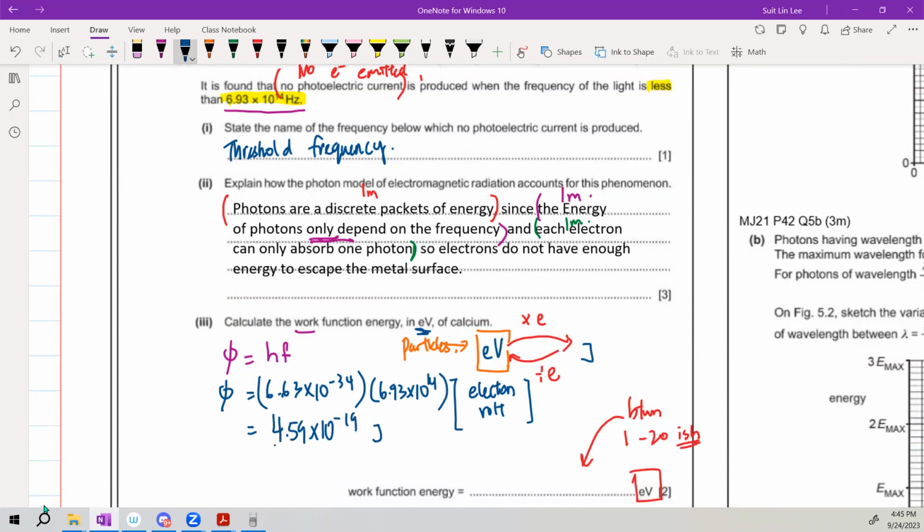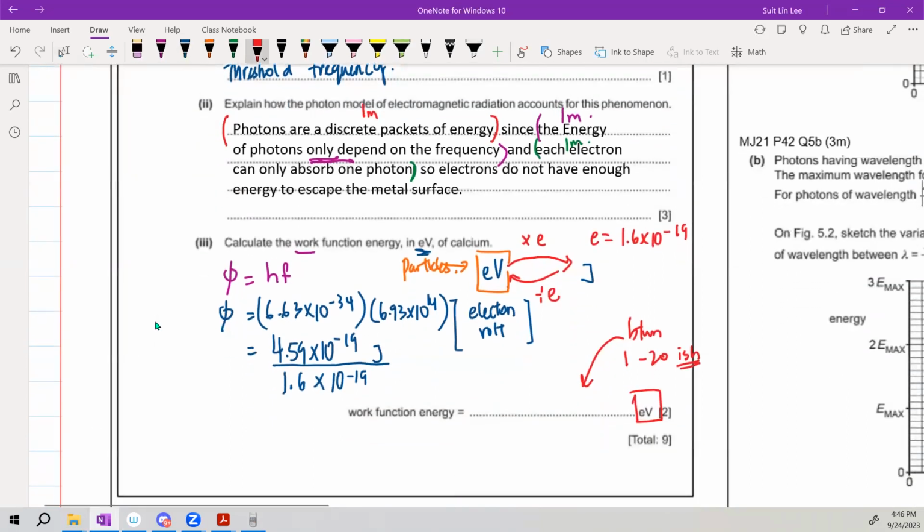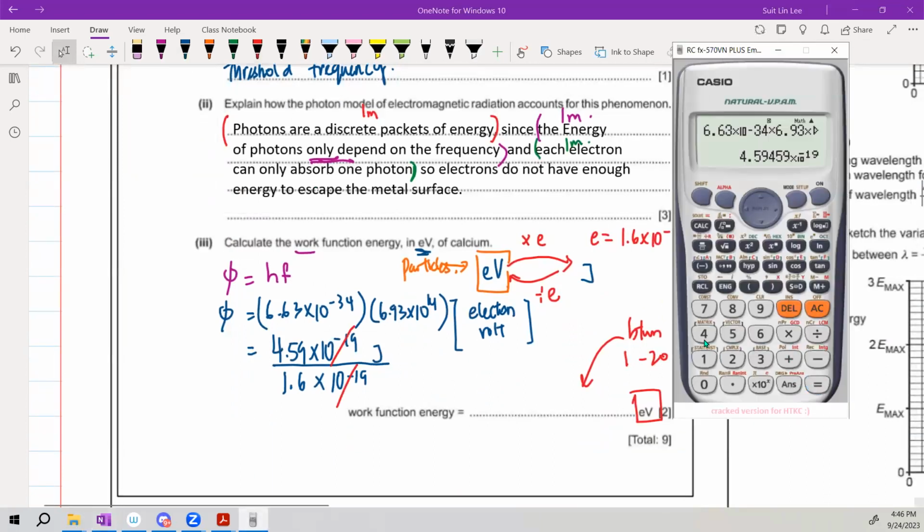This is in joule. So if you want to convert it to electron volt, you will divide by the electronic charge, 1.6 times 10 to the power of negative 19 coulomb. Again, the value of e can be found from your data page. So this means the negative 19 will go away now. What I want is just 4.59 divided by 1.6. So that will give me 2.86, 2.87.